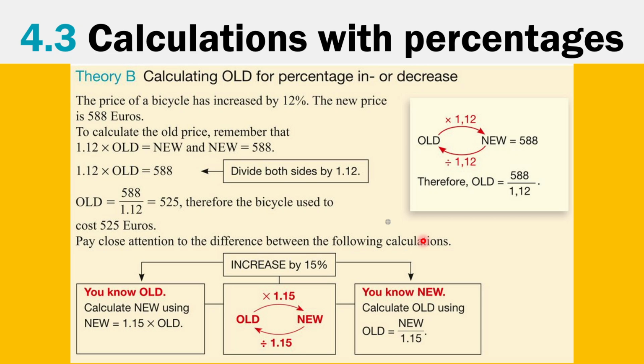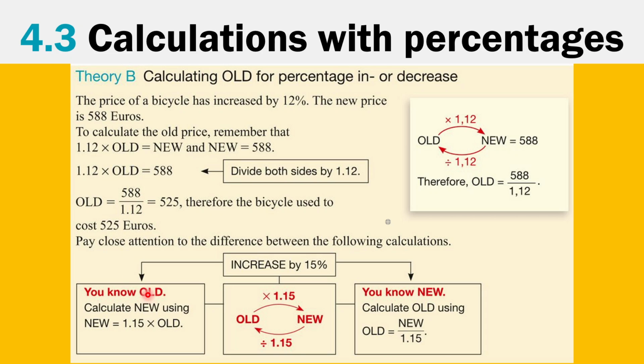If I have an increase by a certain percentage, depending on what you know, you have to do a certain calculation. Here, for example, the price of a bicycle has increased by 12%, and the new price is 588. If I now want to calculate the old price, I must do the new price divided by my multiplication factor, 1.12.